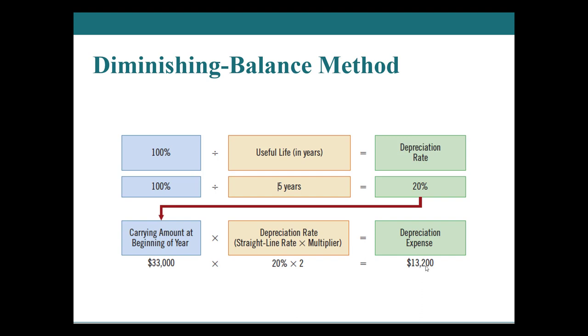Then the next year, the carrying amount would be 33,000 less 13,200. So your opening balance would be, what would that be? 19,800 times 20% times 2 equals a lower depreciation expense. And you keep doing this until the asset is either sold or retired. You're never actually going to get this asset down to zero on your books, because you'll always have a carrying balance times something that is not zero. Eventually you'll get a depreciation expense that is so minuscule and really immaterial.